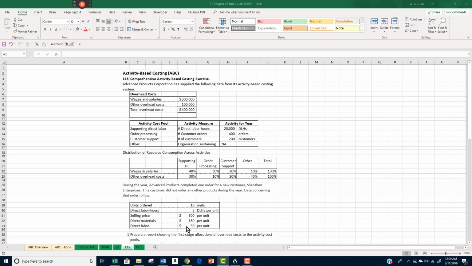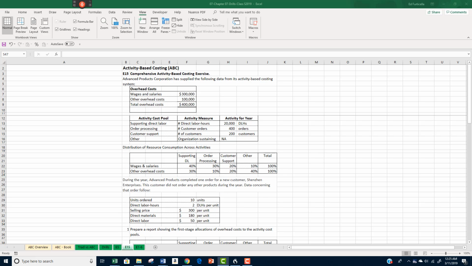So at the end of the day, what we want to do for Shenzhen is figure out what the total cost is related to their order of 10 units. Match that cost against the selling price and determine whether we have a customer margin that makes us profitable or not. So let's start solving this problem.